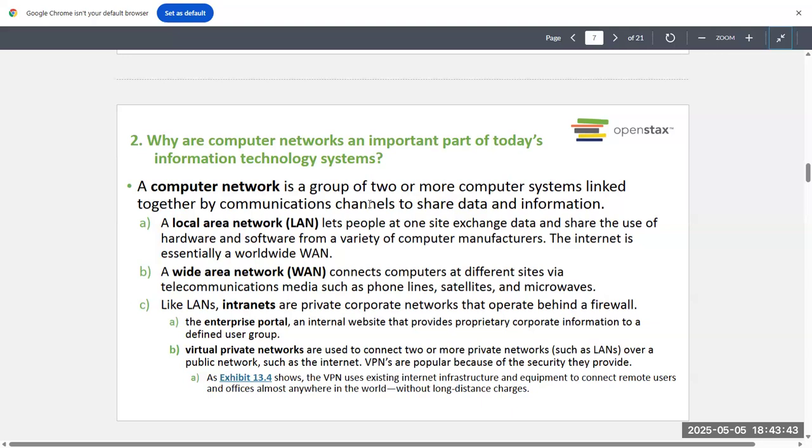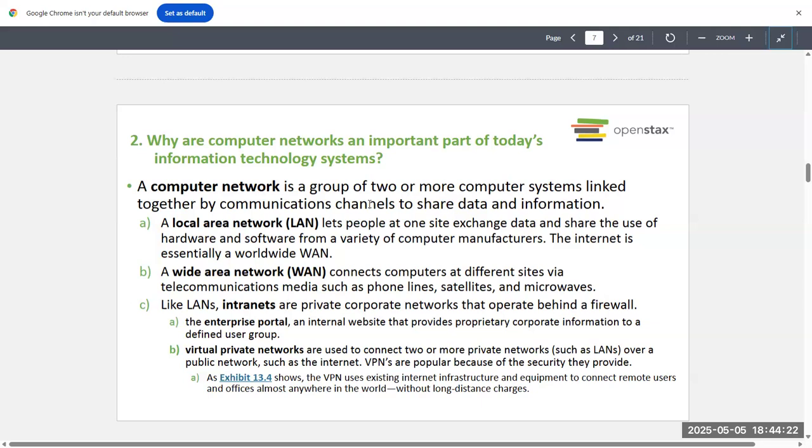And there are a few types of networks that you should be on the lookout for. One is the local area network, which is designed to connect computers within a limited geographic area, such as buildings or campuses. Then you have a wide area network, which covers a broader geographic area. It connects computers across cities, states, and even countries, and it relies on telecommunication media such as phone lines, satellites, and microwave transmissions.